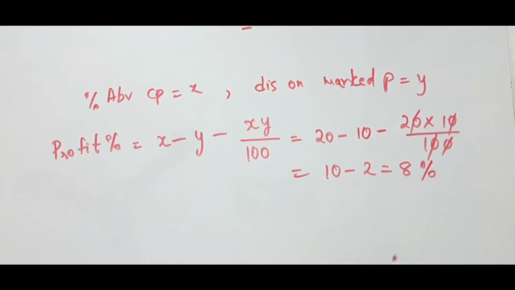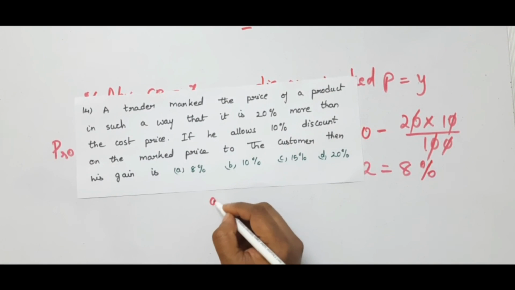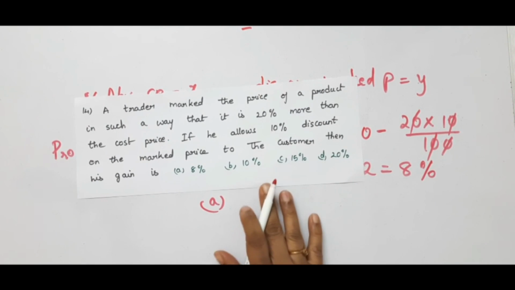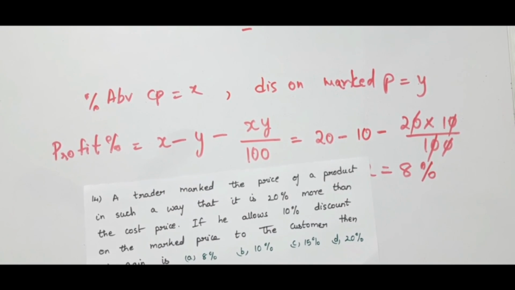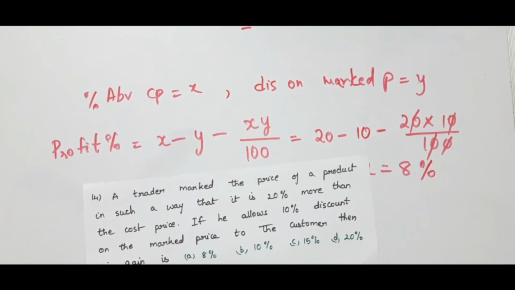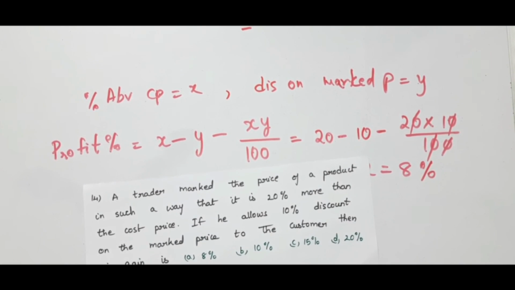So let us go to the options and check where 8% is. It is option A. So if this type of problem is given, that is, market price above the cost price, and they give the discount on the market price, then the shortcut formula is X minus Y minus XY by 100. Using this formula, if you solve, it will save you time in competitive exams. Now let us go to the next problem.